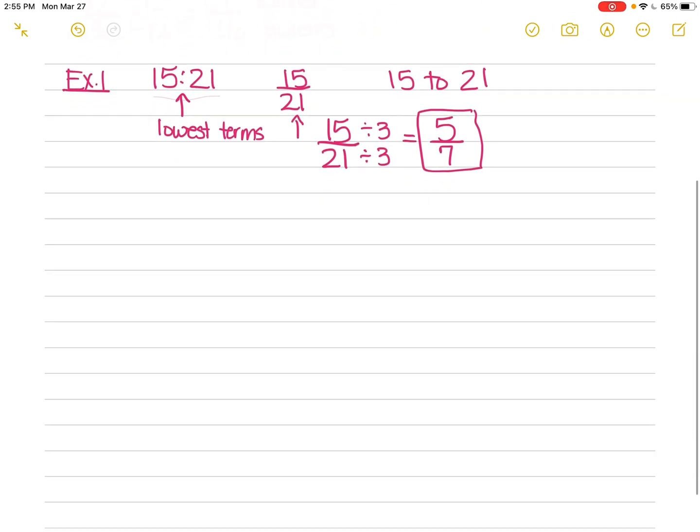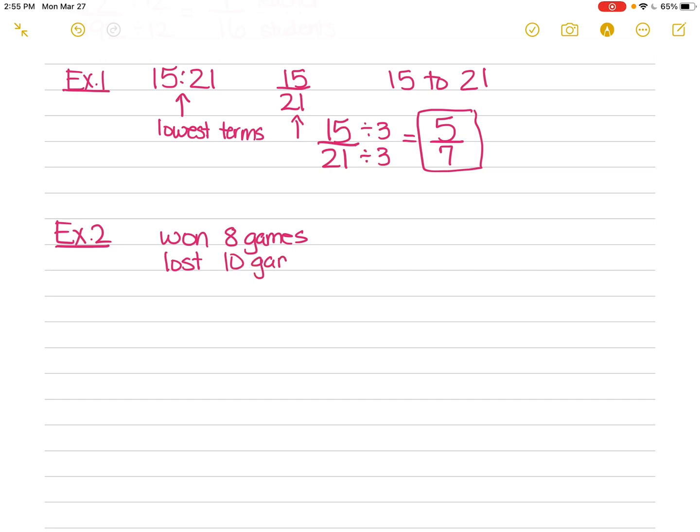Okay, example 2. Example 2 is a word problem. So I'm going to read it out loud, but I'm also going to write down a few of the things as I say them. It says a baseball team won 8 games. So they won 8 games. Okay, and they lost 10 games. They want you to write a ratio of wins to total games.